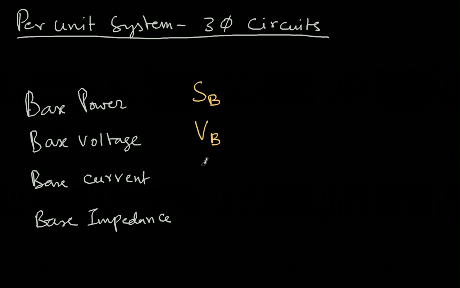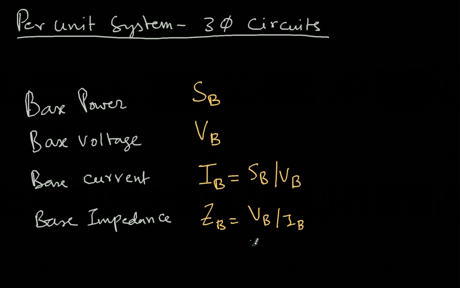Now, what is base current? Base current is IB, and IB will be nothing but SB divided by VB. You might have a doubt: isn't IB the conjugate of SB over VB? These are all base quantities, which are actually real numbers, not complex numbers. They are simple real constants. And what is Z base? Z base is nothing but V base by I base, or another formula you can use is V base square by S base, basically substituting the previous relation. This is about the base quantities, and you already studied this. All this is for one phase.